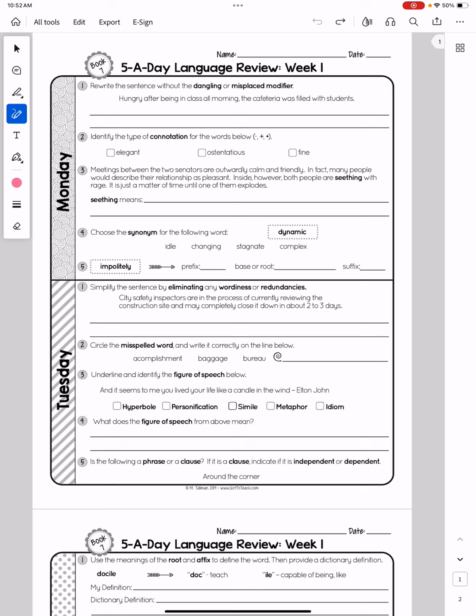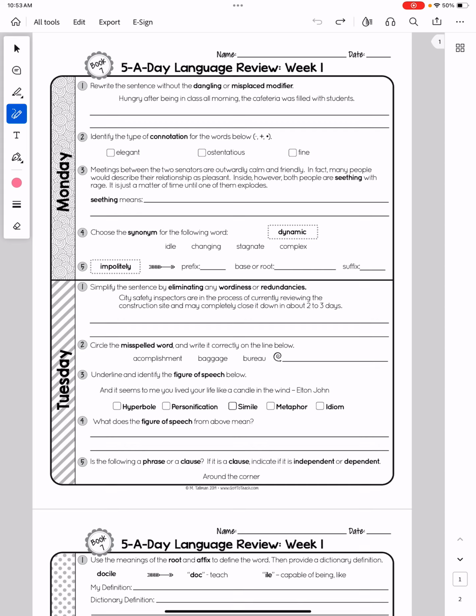Number 1 is don't ever add any information here. A lot of you guys were adding information. Don't delete any information either. We still need to know that it was students who filled the cafeteria, they were hungry, and they were in class all morning. We still need to retain all that information, but we simply fix this by moving students right next to that phrase that's modifying it. And I think that was one of the handful of things that you guys struggled with.